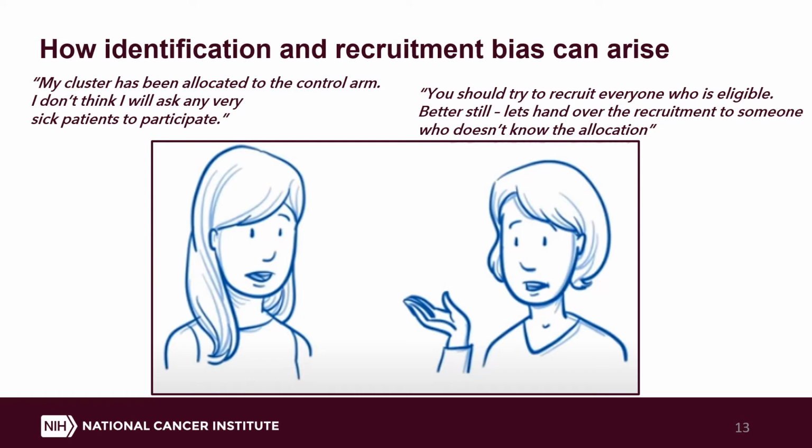So imagine that a local PI is recruiting into the trial. They know that their cluster has been allocated to the control arm, post-randomization recruitment. And then that PI starts to think, I don't think I'm going to ask any very sick patients to participate. After all, I know they're going to get the control condition. But actually, if we want a truly randomized evaluation, we should recruit everyone who is eligible.